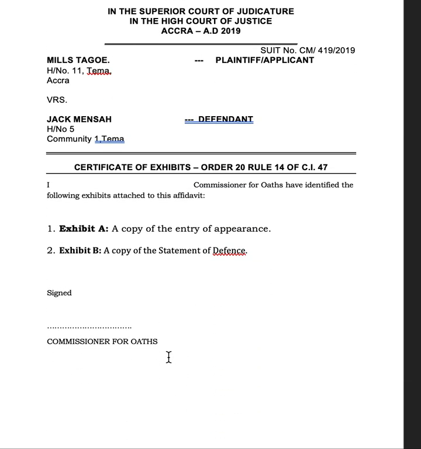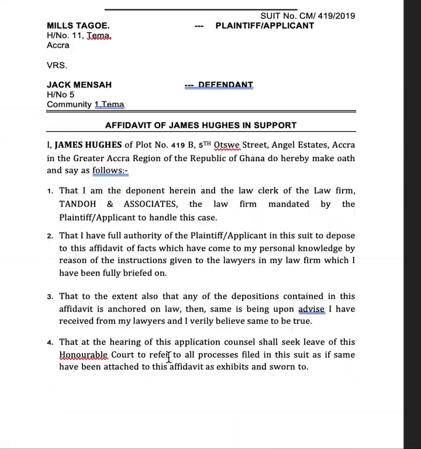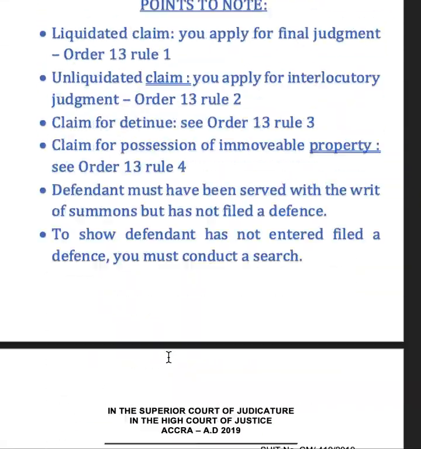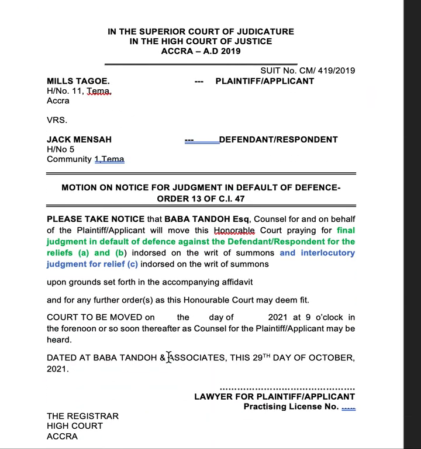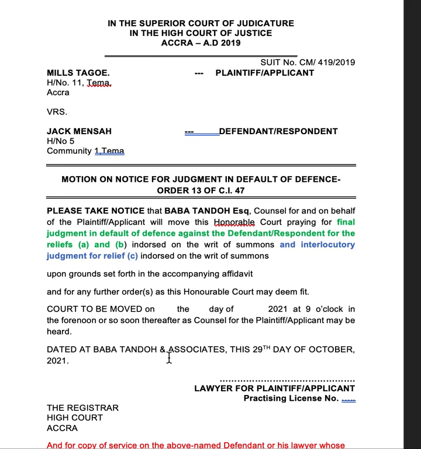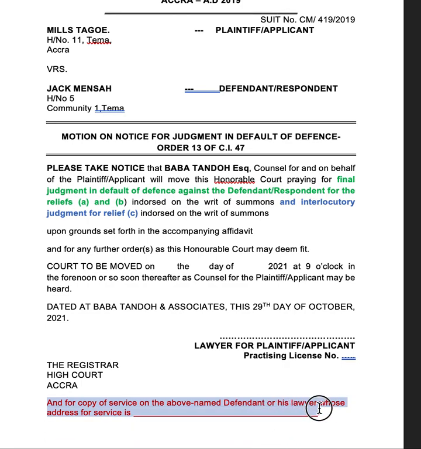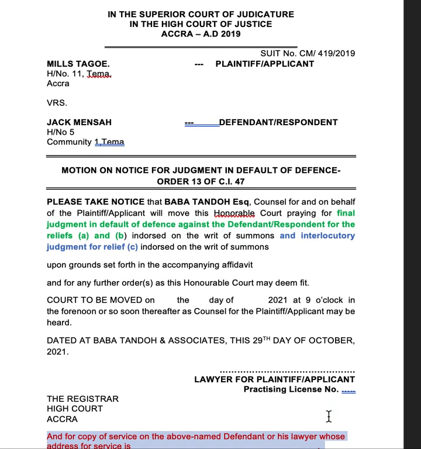Then you add your certificate of exhibits under Order 20 Rule 14. Copy of appearance and copy of statement of defense. So very simple. In this application, the person has been served with the writ, entered appearance, 14 days have passed, no defense. So you can apply for final judgment for the liquidated claim, as you've seen on the face of the motion paper over here. Remember, over here, you must address service on the defendants. You must do this and prepare a copy for service. So this is the face of the motion paper.